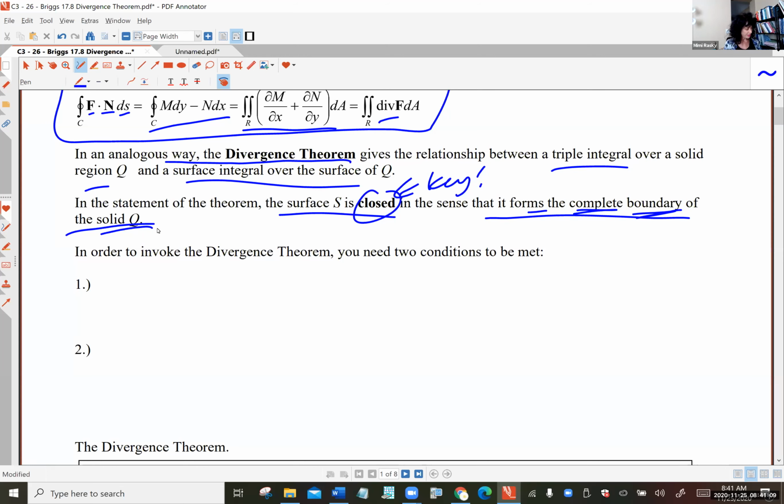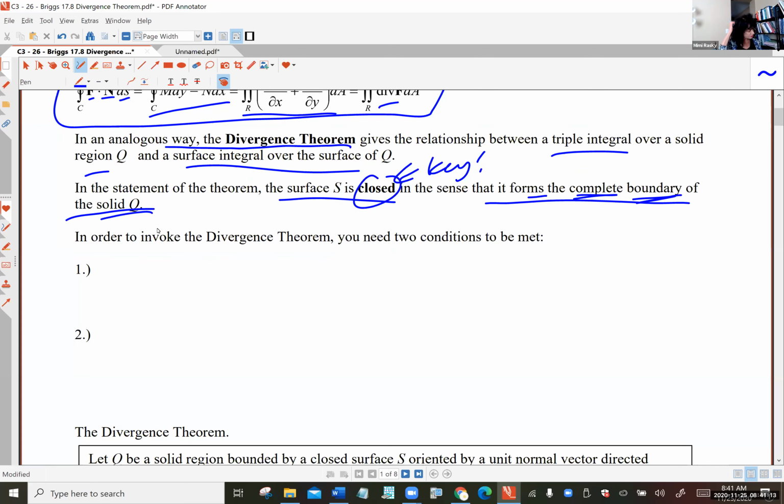Okay, fine. So what are some obvious closed surfaces? Well, spheres are closed. Cubes are closed. Tetrahedrons are closed. Parallelepipeds, which is a fancy word for a rectangular box, those are closed. So there's all kinds of solids where the boundary, the surface, is closed.